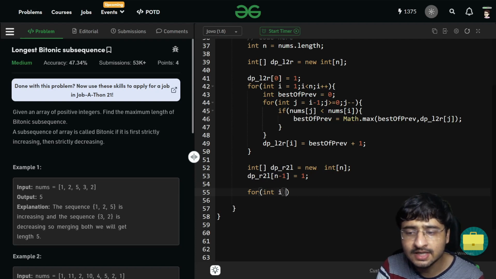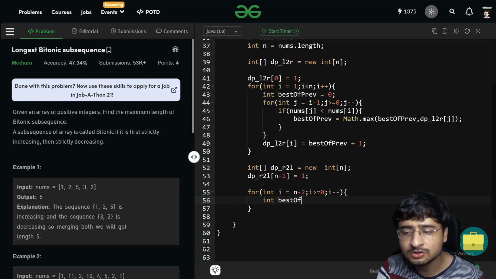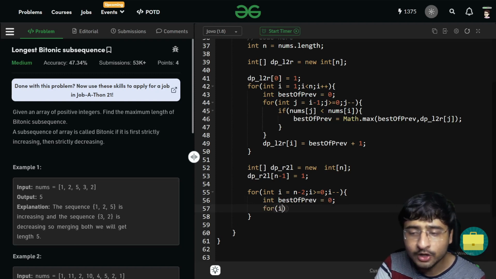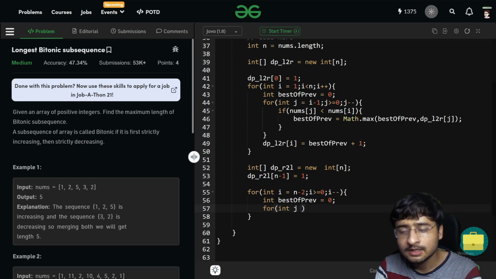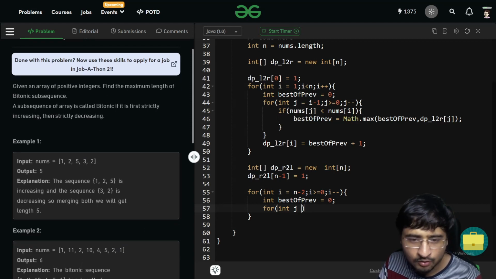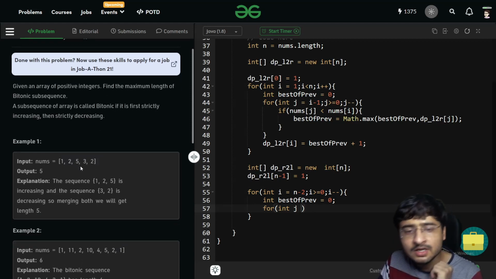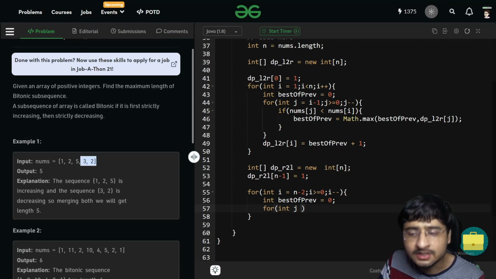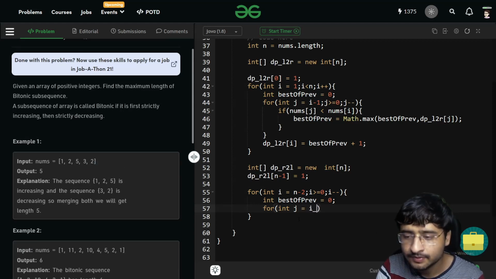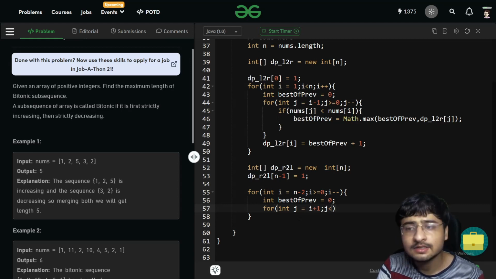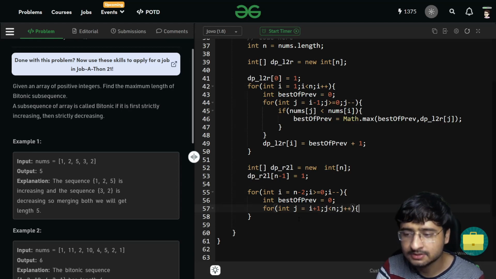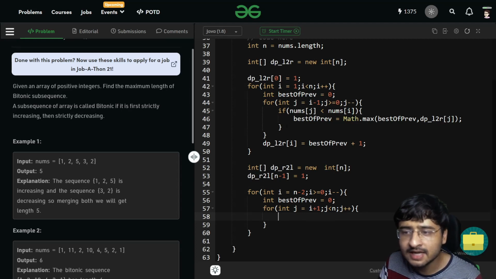Now for integer i equal to n minus 2, i greater than or equal to 0, i minus minus. Same thing, integer best of previous is equal to 0. For integer j, this particular loop is traveling in this direction. If you are standing on this 5, we are going to look at all the people after us. So j is equal to i plus 1, j less than n, j plus plus, and the rest of the thing is exactly the same.